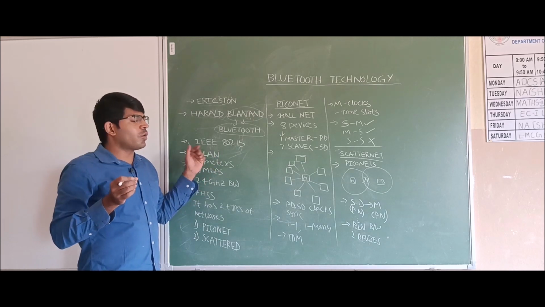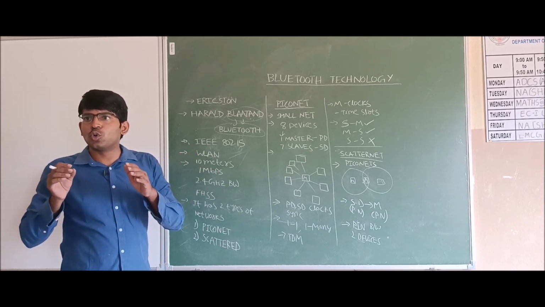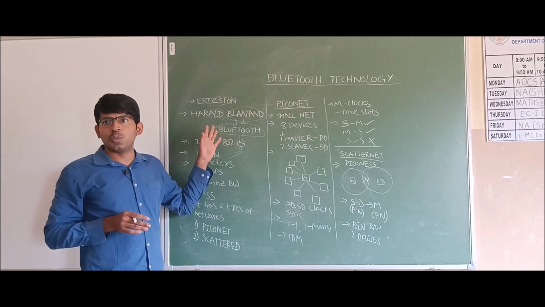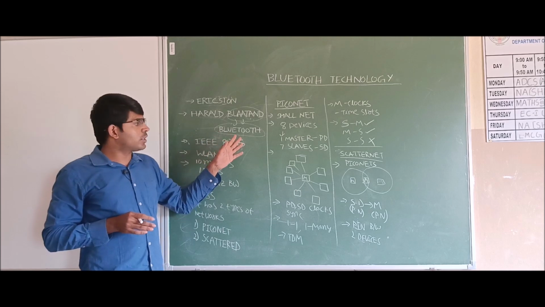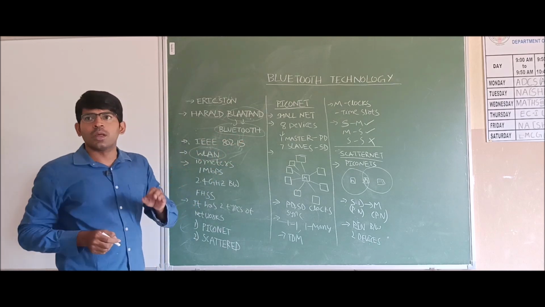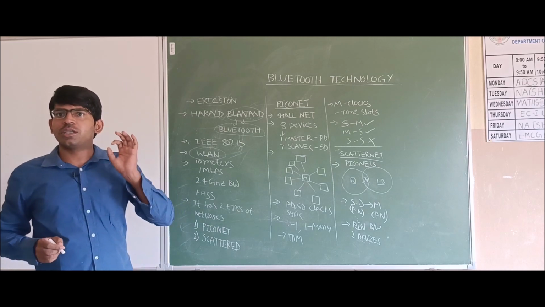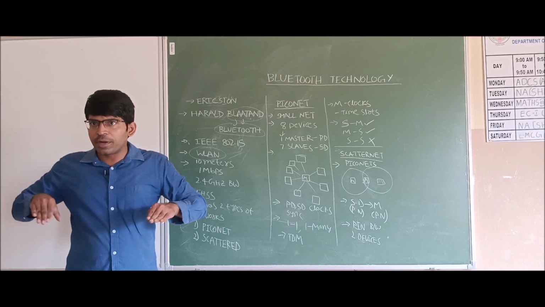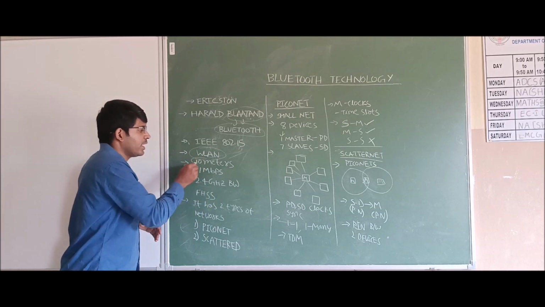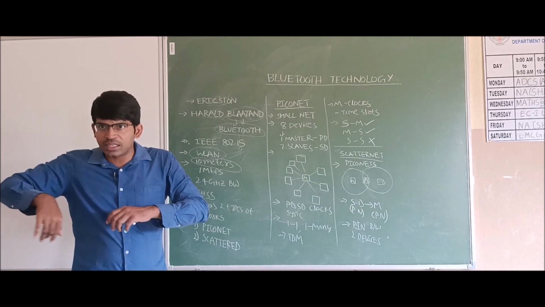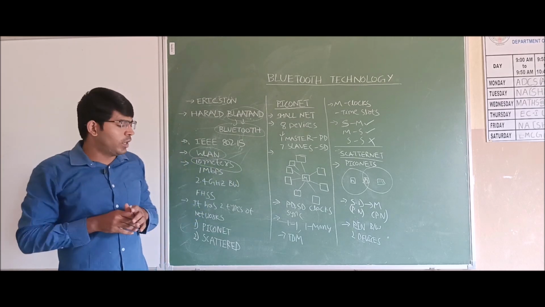IEEE 802.15 gave the rules for Bluetooth. The protocol standards for Bluetooth are IEEE 802.15. Bluetooth is a wireless LAN technology, so we can connect only within some range. The range is 10 meters. We can connect the devices in the 10 meters range only.